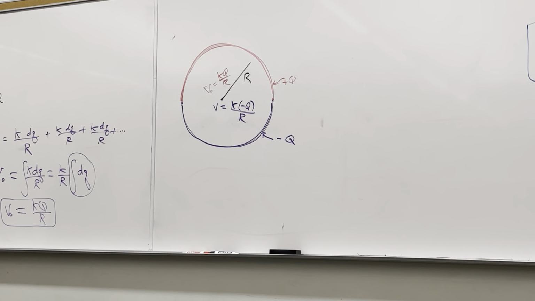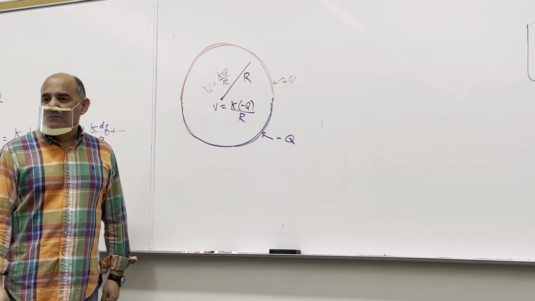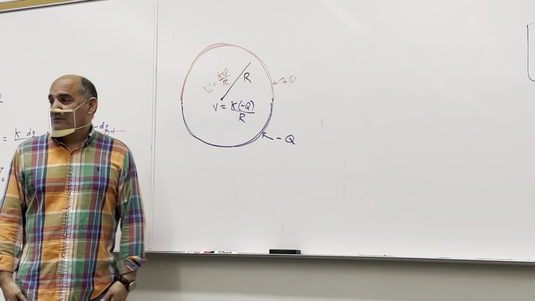And the total potential is going to be the sum of those two. I don't have to worry about cosines and sines of angles because it's not a vector quantity. So it's just this plus this, which is going to give me 0.